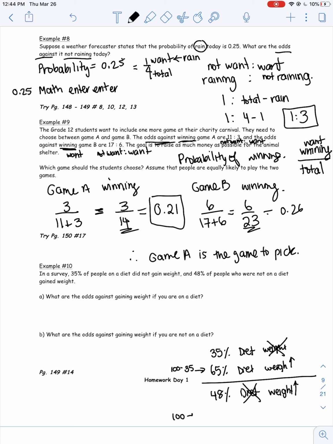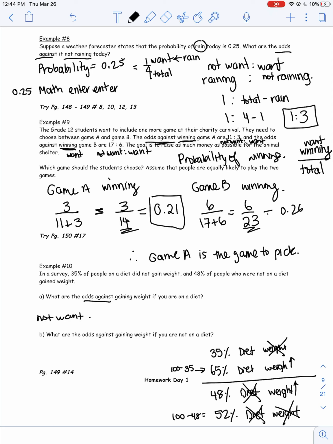Okay, and then we're going to have to do the same thing over here. We're going to have to take 100 minus 48, and we get 52% of people that were not on a diet, it's like its opposite, did not gain weight. Okay, so not on a diet, did not gain weight. With this information, now we can go back and answer the question. So if you ever see that the numbers are not adding up to 100, you're missing something here. So that's what you have to figure out, the other number.